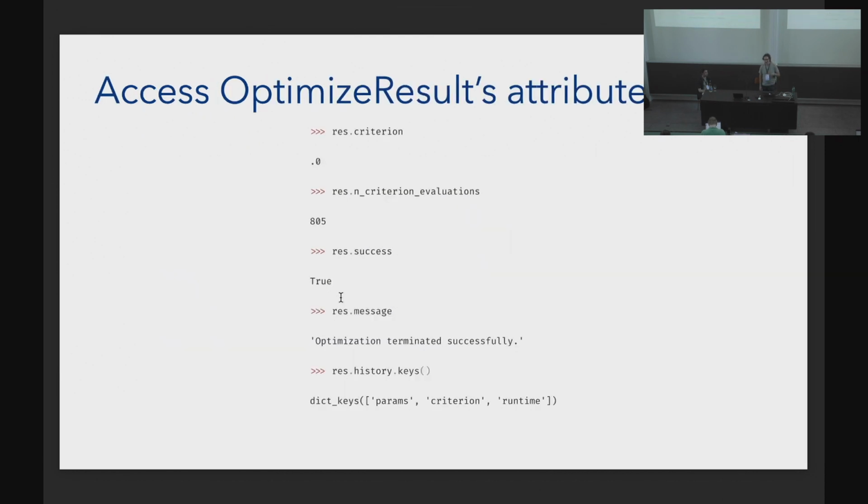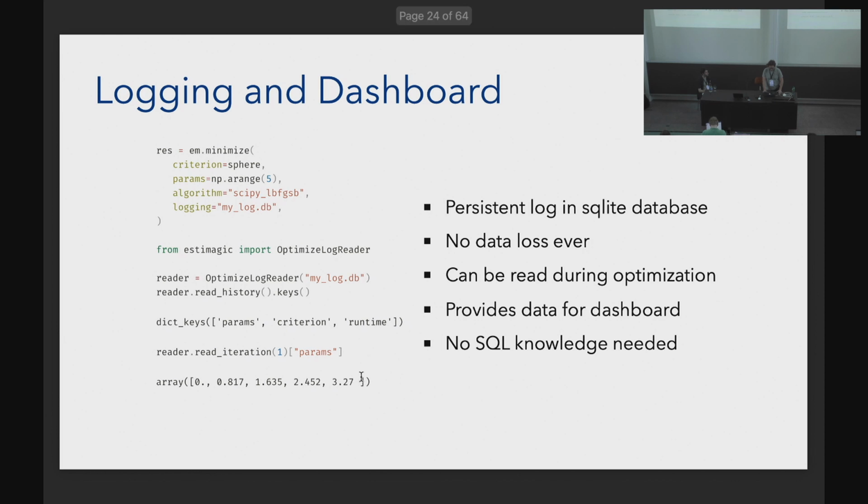You can also access all the elements of this optimization result: criterion value, number of evaluations, number of iterations, and so on. And we also have a history of all the parameters that were tried out and all the corresponding function values, so you can look at them. We also have logging and a dashboard.